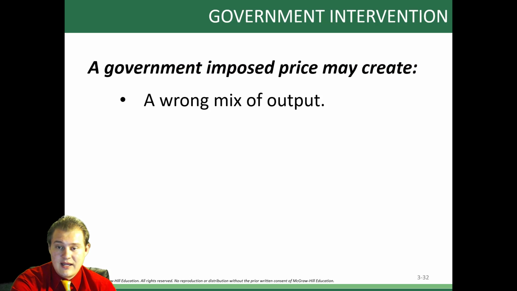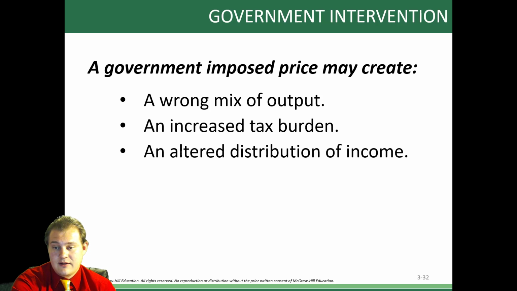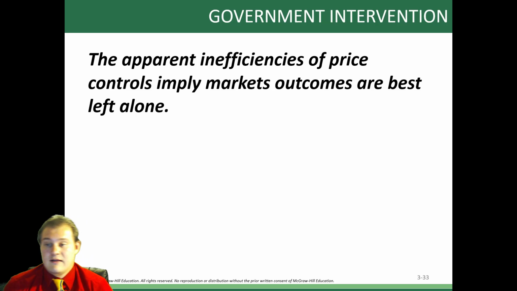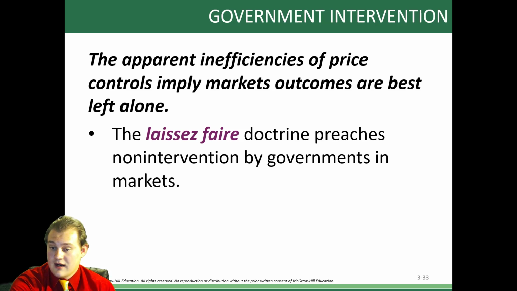Government-imposed prices may create a wrong mix of output, increased tax burden, altered distribution of income, and political favoritism. All these things are suspect. These can happen. Sometimes the government does need to come in and help people out, you just need it in some cases, but these are some things that can happen as well. Apparent inefficiencies of price control imply market outcomes are best left alone. So when possible, because of inefficiencies, you let prices work their way out. It's laissez-faire doctrine, and you're hoping that the market self-corrects because things are pushing towards equilibrium.